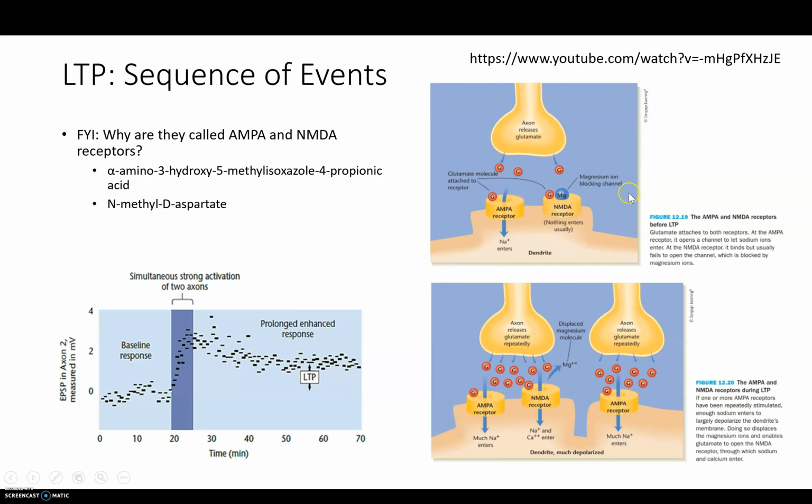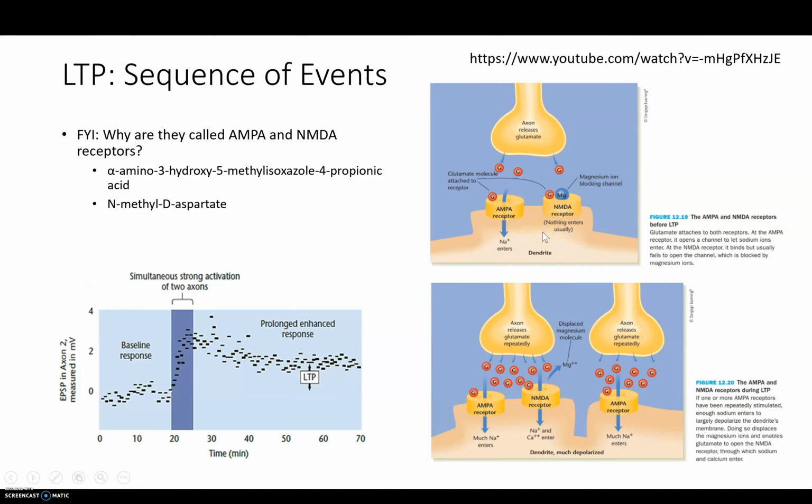So you have an axon here that's releasing glutamate, and the postsynaptic neuron has these two types of receptors, AMPA receptors and NMDA receptors. And this is just an FYI, AMPA and NMDA both stand for something. AMPA for alpha-amino-3-hydroxy-5-methyl-isoxazole-4-propionic acid. I can't even say it. And then NMDA for N-methyl-D-aspartate.